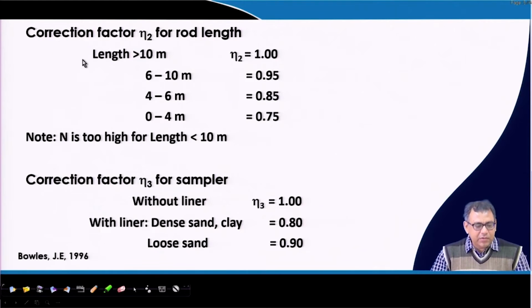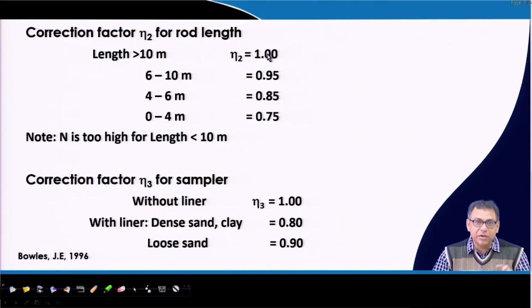Okay. And then we have to apply the corrections for the rod length, and that is eta 2. If the rod length is less than 10 meter, then I will get a very high N value. So, that is why it is recommended that you always use the rod length more than or equal to 10 meter. If it is more than 10 meter, then no corrections are required, because eta 2 is 1.